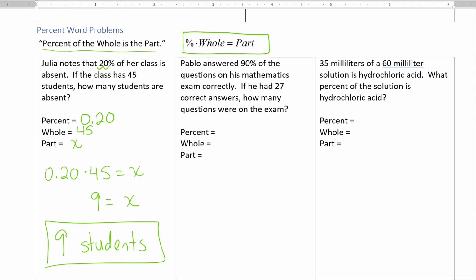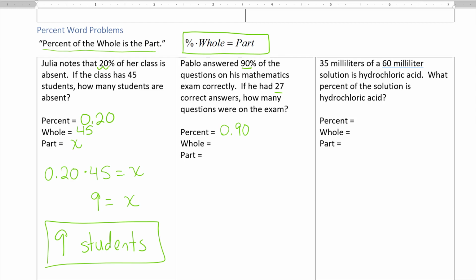Next one, Pablo answered 90% of the questions on his math exam correctly. If he had 27 correct answers, how many questions were on the exam? So 90% is the number and 27. We got to correctly place it in the right spot. 90%, that's a percent, and if I move the decimal over 2 places, I get 0.90.